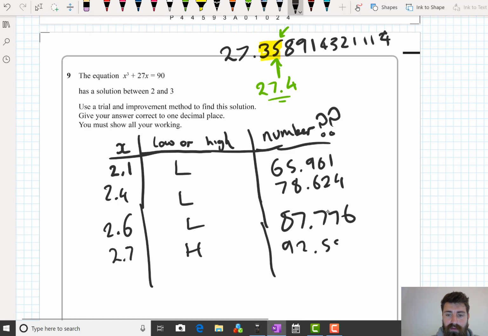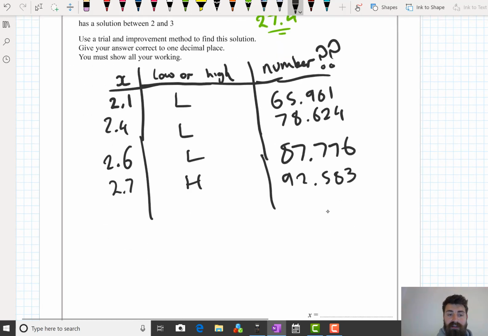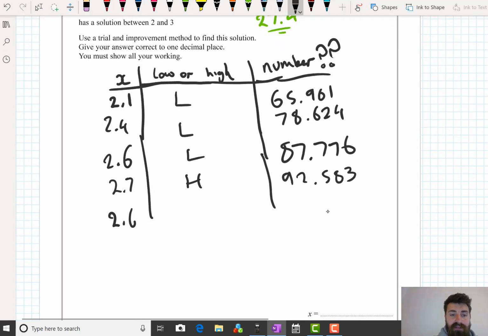Now I need to investigate. Is it 2.6 or 2.7? Which one should it round to for 1 decimal place? Which one is it actually closer to the solution? So now I need to go to say 2.64 and 2.66. I'm not going to 2.65 because it's halfway between the 2 numbers, but you could. That would round up to 2.7, but it's technically halfway between the 2. So I'd just like to go 0.04 above 2.6 and 0.04 below 2.7.